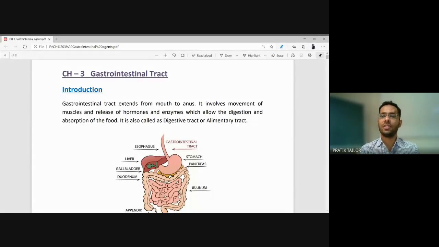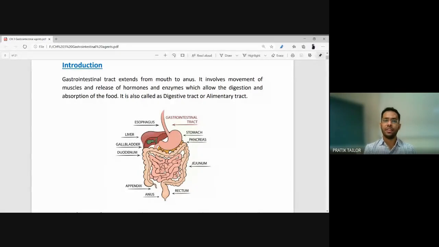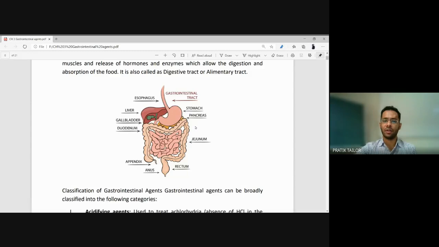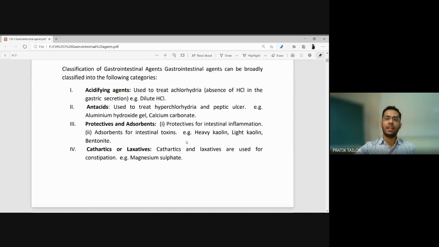So we have started with the gastrointestinal agent. That will be your unit number 3. Basically, your gastrointestinal system includes a set of organs starting from mouth to anus. This involves the major task of digestion. And in this, you can see you have the stomach, esophagus, pancreas, small intestine, and large intestine, and the agents which work on the gastrointestinal system.